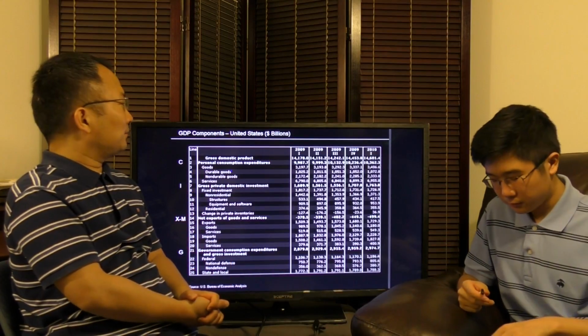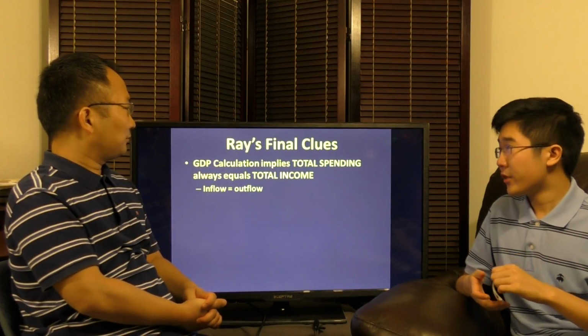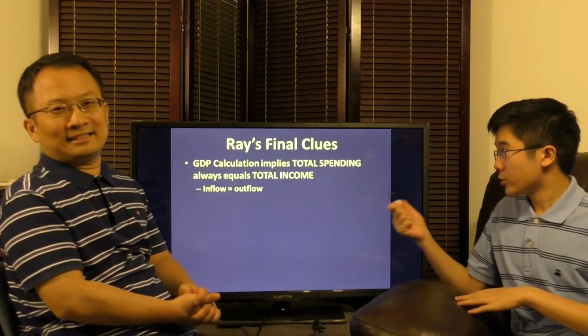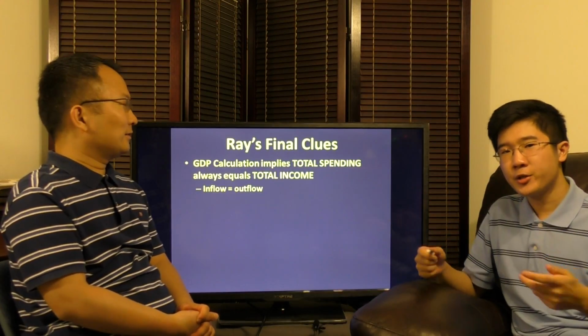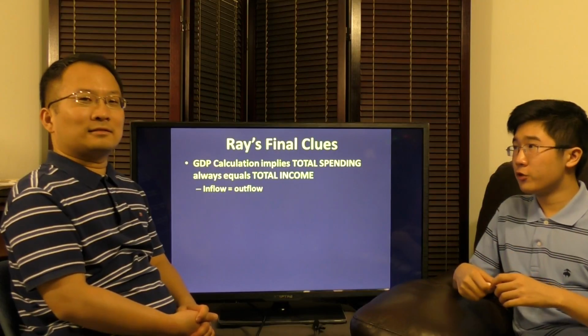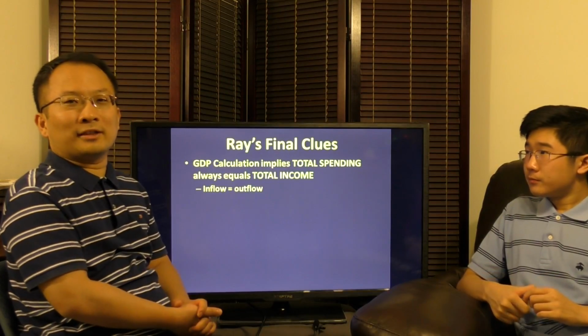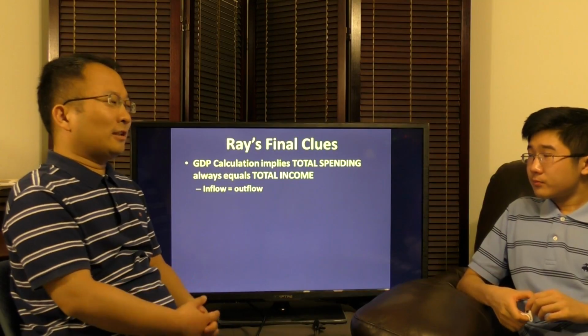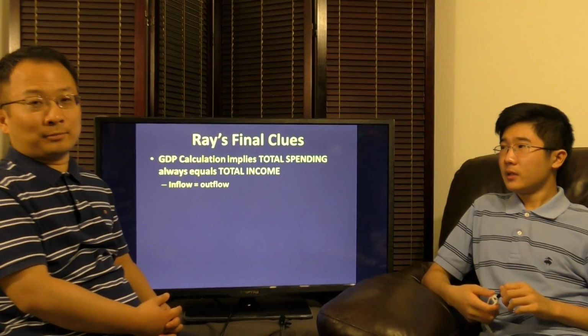Lastly, the GDP flow chart all leads to one thing: total spending equals total income, inflow equals outflow, which is a huge way we count GDP and a huge concept of our circular flow chart. Next time we're going to discuss the two other ways, as we just mentioned: using factor incomes and using the value-added approach.